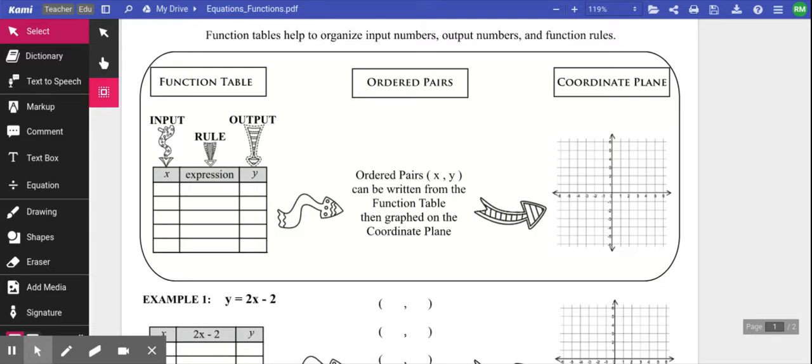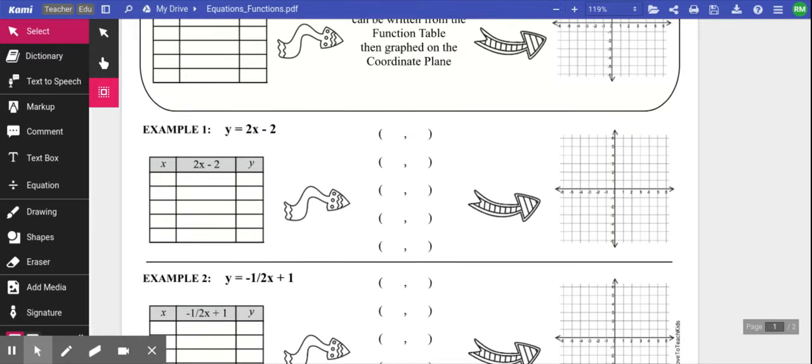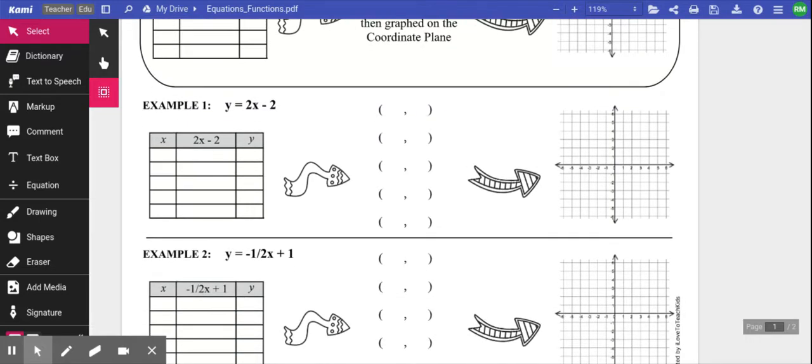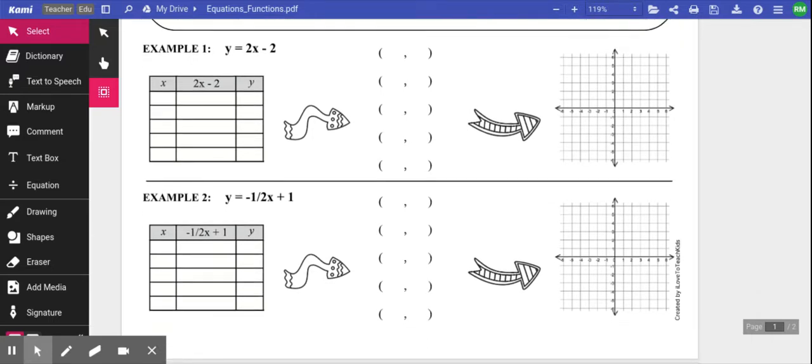Today, we're going to look at an input-output function table. We're going to put them in ordered pairs, and then we're going to graph them, okay? So this part we've done before, and this will be kind of familiar. If you're on the Kami, go ahead and scroll down to example number 1 that has y equals 2x minus 2. So this is going to look familiar. It's in that format of y equals mx plus b.